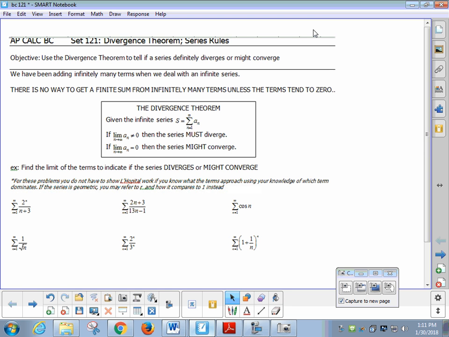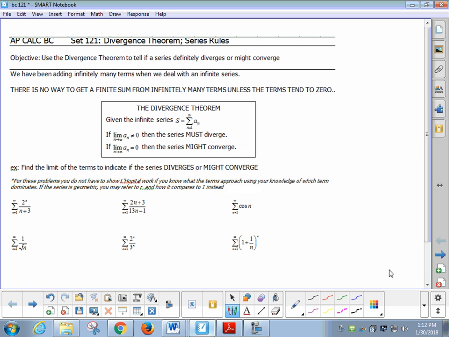It must diverge. If the terms do go to zero, it only has a chance. It doesn't have to converge if the terms go to zero. It just has a chance. Might converge. All right? So when you go to see if a series converges or not, and that is a big idea of this class, the first thing you check is, do the terms go to zero so it even has a chance or not?